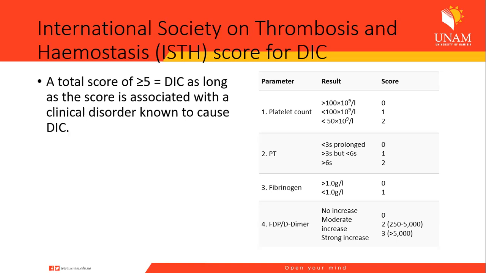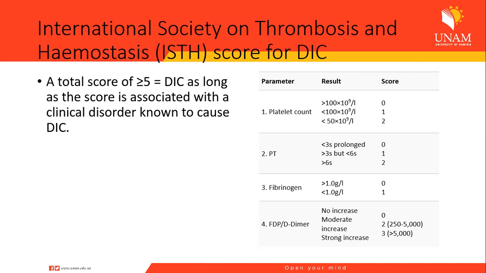If your prothrombin time is less than 3 seconds but prolonged, 0. More than 3 seconds but less than 6 seconds is 1. And if your prothrombin time is more than 6, the patient scores 2. Fibrinogen level more than 1 gram per liter is 0. Less than 1 gram per liter is 1.